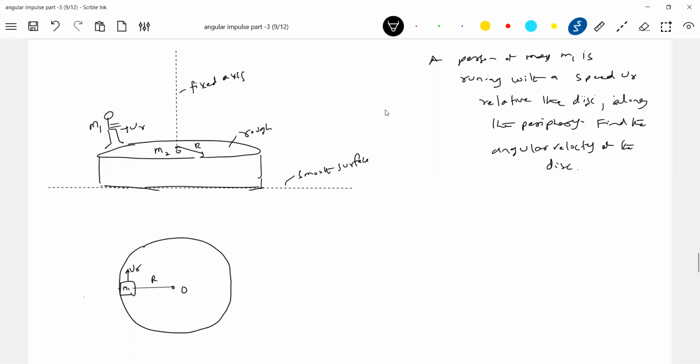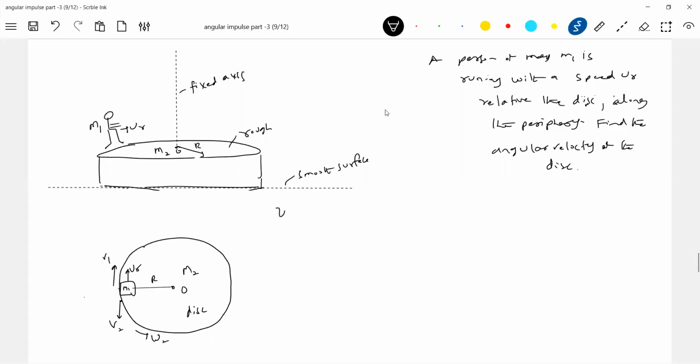The person is having velocity UR, and the velocity will be V1. The disk shows V2, or let me write omega 2. At this particular point, the tangential velocity will be V2. V2 of what? V2 of the disk, the tangential velocity. Directly getting to conservation of linear momentum.